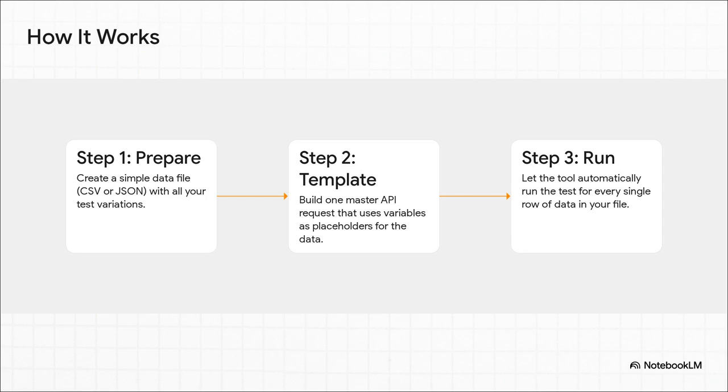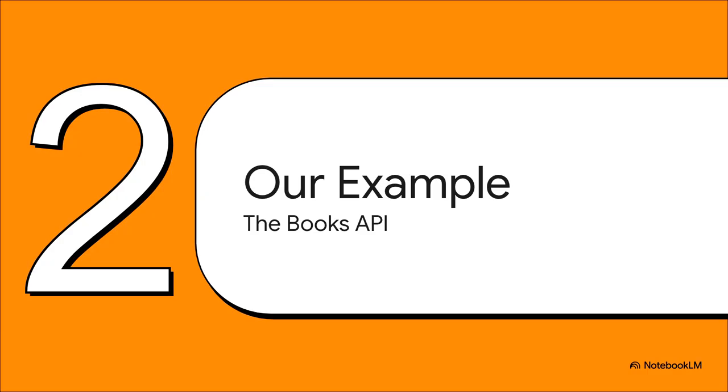Let's break that down into 3 really simple steps. First, you get your data ready in a file. Every single row is a different test you want to run. Second, you create a single API request, but you use variables as placeholders instead of actual data. It's like a template. And finally, you just hit go, and the tool takes over, running that template for every single line in your data file.